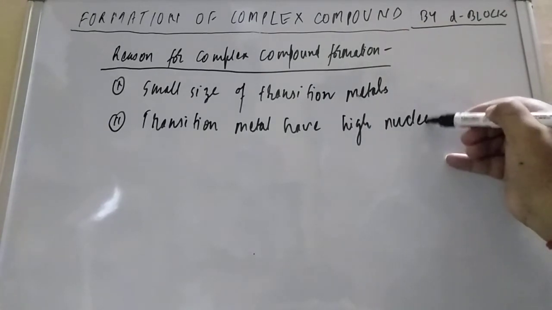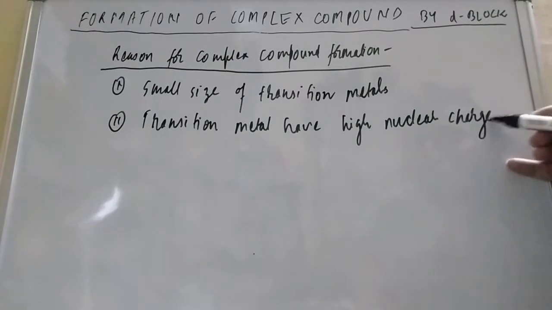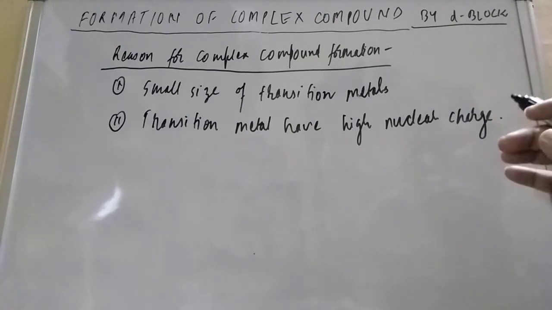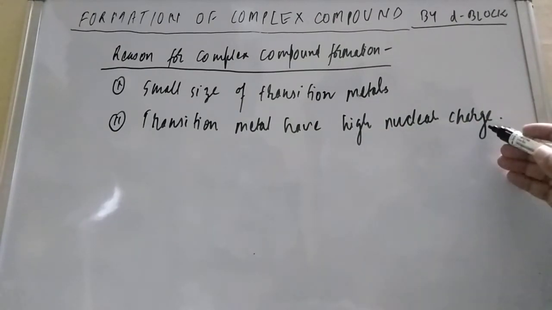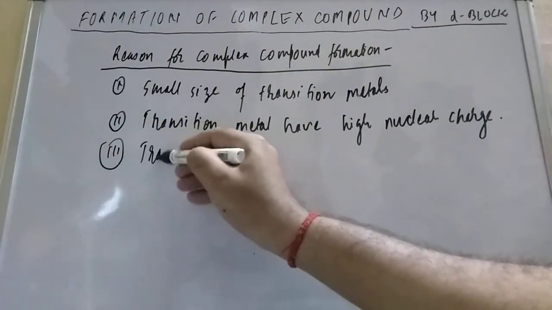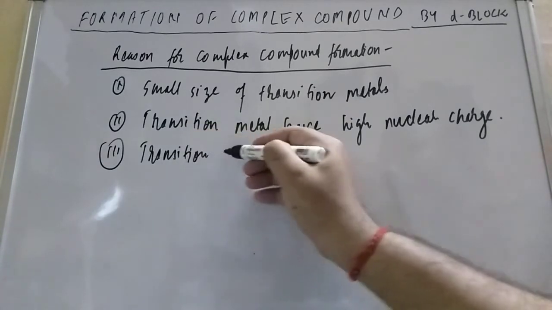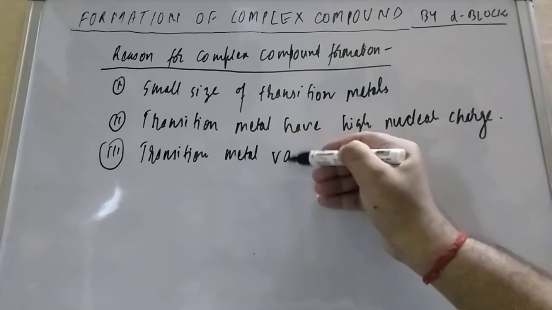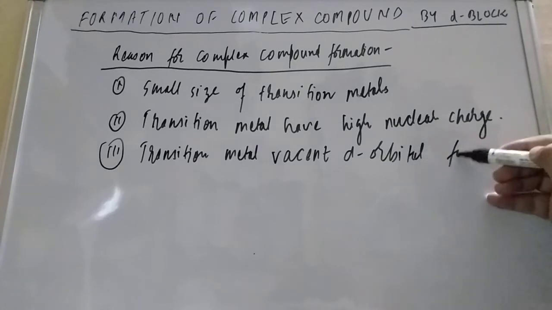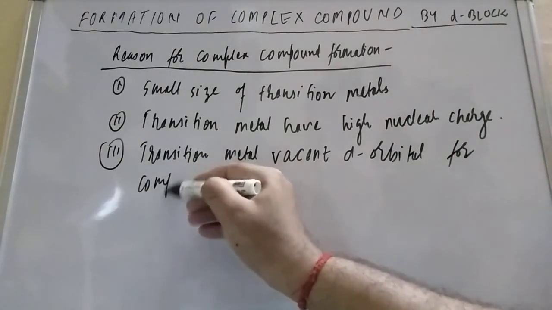High nuclear charge, students, how do we know? If you have studied periodic properties in the previous year, you can understand that d orbitals have poor shielding effect. Because of the diffuse shape of the d orbital, the attraction by the nucleus is very high, so the nuclear charge is also very high. And the third one, the most important one: transition metals have vacant d orbitals for complex formation.